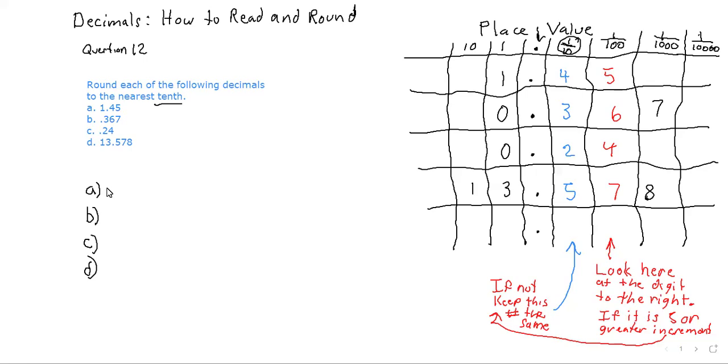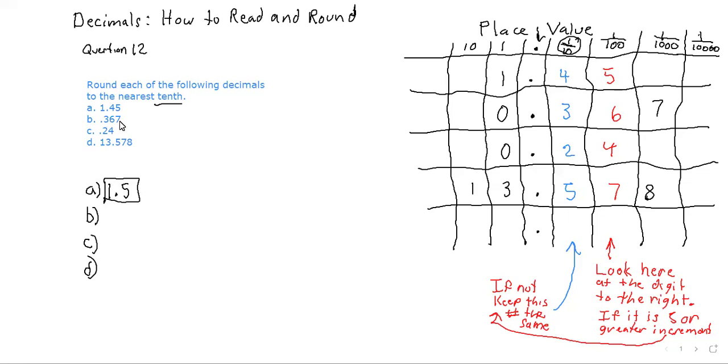So the first number is 1 point 4. Now, do we increment the 4 or not? We look at the number directly to the right, it's 5. So we're going to increment the 4 to 5. So the answer for this one is 1.5. Why? Because the number directly to the right of the 4 was 5. So this is the answer for A. Now we're going to do the next one.